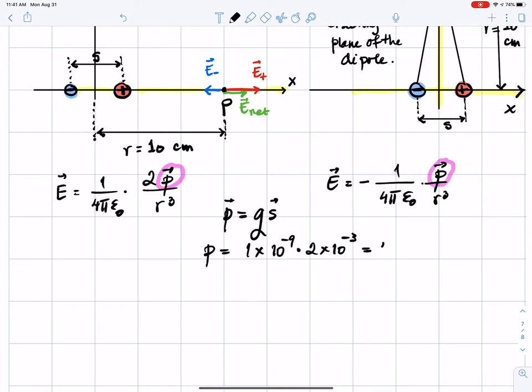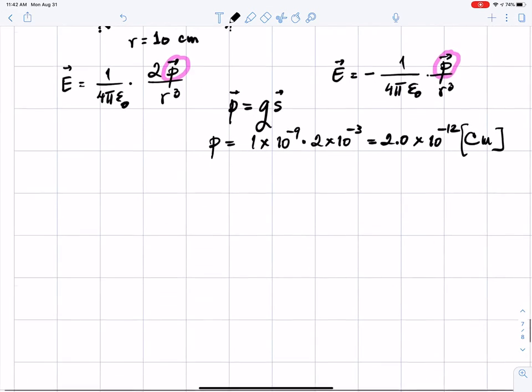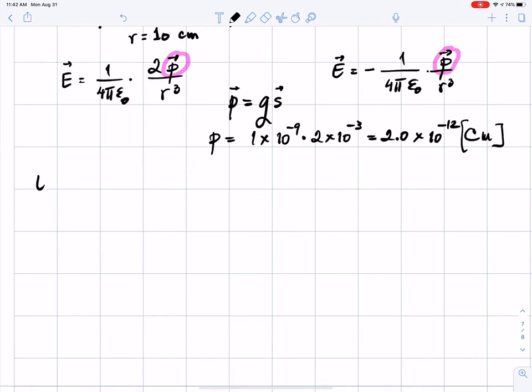And that's 2.0 times 10 to the negative 12. All right, and this is Coulomb meter as far as the units are concerned. Okay, so now that we have that squared away, let's look at the electric field in the first case, case A.